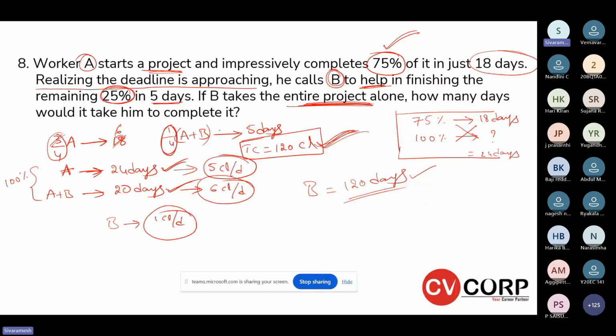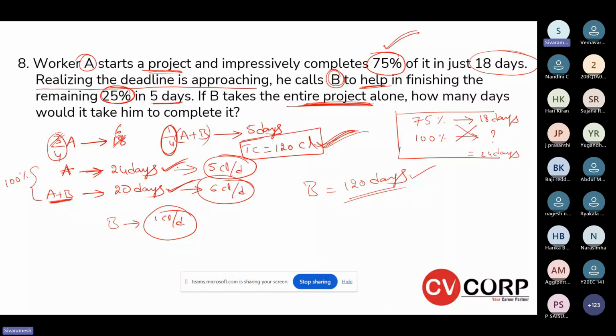So I have written here that A and B both together can complete the entire work. If I give 100% work, they will do it in 20 days. Now I have considered that 100% work A can do in 24 days. The same 100% work both A and B can complete in 20 days. So here, rather than taking it as a work project, in order to make our calculations and our concept easy, I have taken one small logic called the chocolate method.